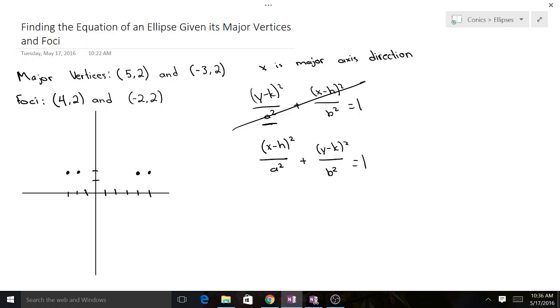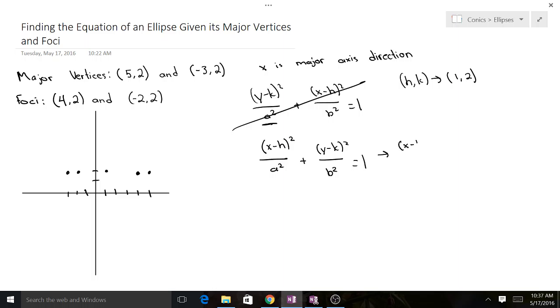Now we have to find the center. The center is the same distance from either vertex or either focus. So let's use the foci and find the point in between them, (4, 2) and (-2, 2). The distance between 4 and -2 is 6, so we're 3 away from both points. Counting 3 puts us at (1, 2), and that's 3 away from the other one as well. So that's our (h, k), our center.